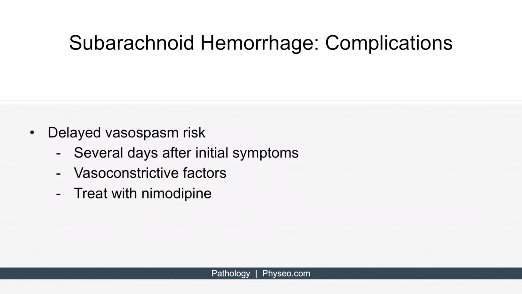One important and high-yield point to know about subarachnoid hemorrhages is that they're associated with a delayed vasospasm risk. Patients often present with a decreased level of consciousness and new focal neurologic deficits several days after the initial onset of symptoms and treatment of the hemorrhage. This is due to release of vasoconstrictive factors from erythrocytes, causing delayed cerebral ischemia. Nimodipine, which is a selective calcium channel blocker, can be used to decrease the risk of vasospasm.